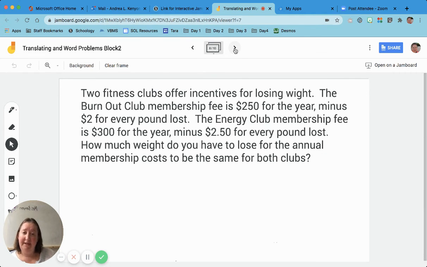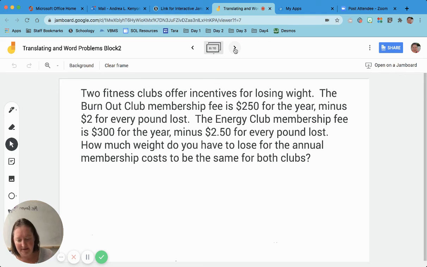Oh, this one's a doozy. But there is one that's very similar to this on the test, so we want to make sure you understand. Two fitness clubs offer incentives for losing weight. Misspelled weight, sorry. The Burnout Club membership fee is $250 for the year, minus $2 for every pound lost. The Energy Club membership fee is $300 for the year, minus $2.50 for every pound lost. How much weight do you have to lose for annual membership costs to be the same in both clubs?